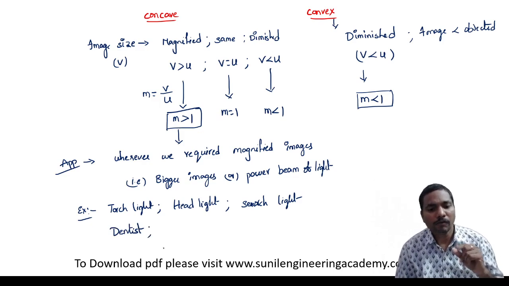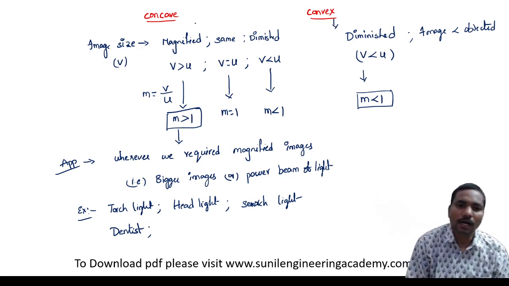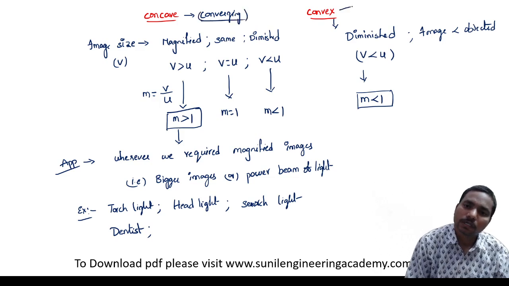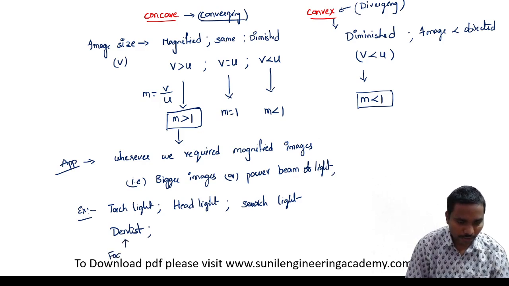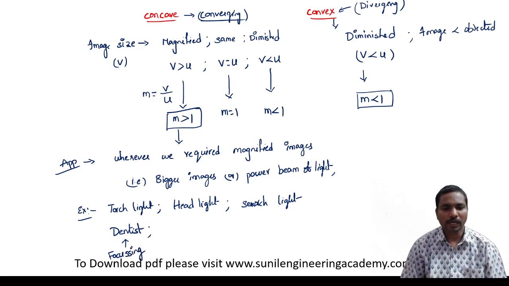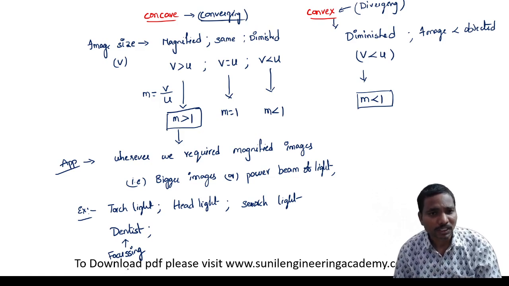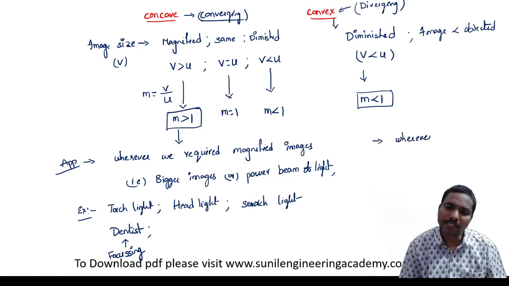So wherever we want to focus on a particular point, because it's a converging nature, we can focus here. Diverging does not. Magnified images and focusing images, powerful beam, or dentist require focusing images wherever we require focusing. So searchlights, torch lights, headlights, the lights used by dentist. In all those cases, we can go with the concave type of the mirror.